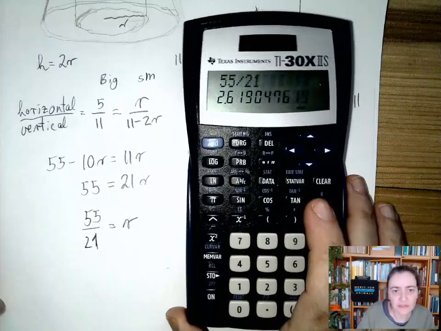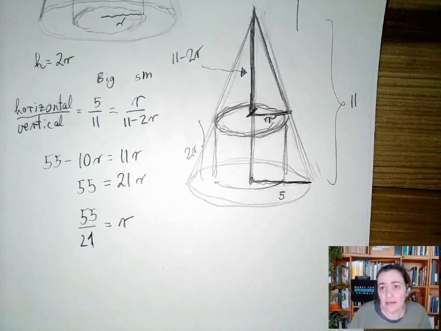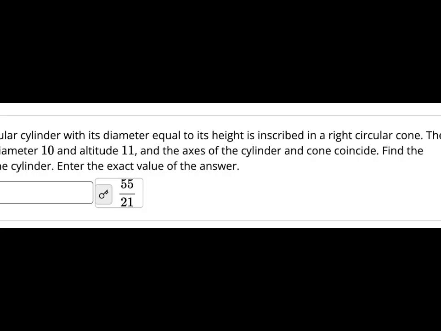So it's a little bit more than half of 5. That kind of makes sense. And then we check the answer, and it is indeed 55 over 21.